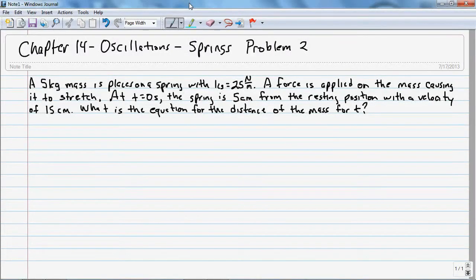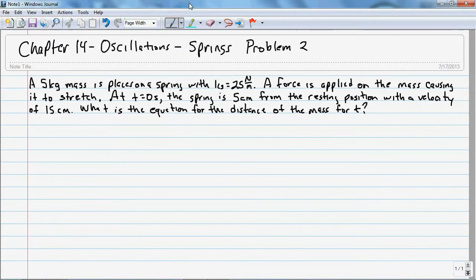For our second problem involving springs, we're going to look at a 5 kilogram mass placed on a spring with a spring constant of 25 newtons per meter. A force is applied to the mass, causing it to stretch. So this would be like an impulse.